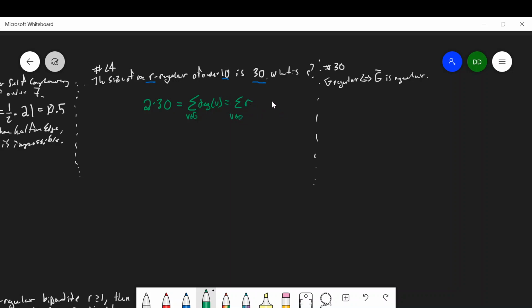And so I'm adding up R how many times? Well, the order of the graph, the number of vertices there are. And so this would give me 10R. So I've now summed the degrees of my vertices. I get 10R for that, and I know that that has to add up to 60. So I know 60 equals 10R. Divide both sides by 10, I get 6 equals R. And so that's not bad.